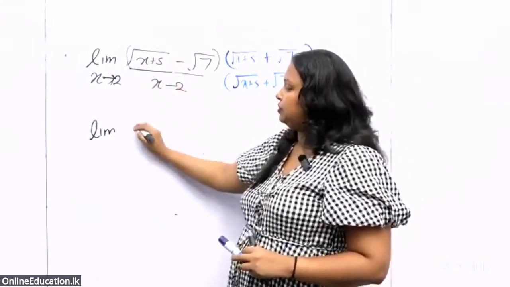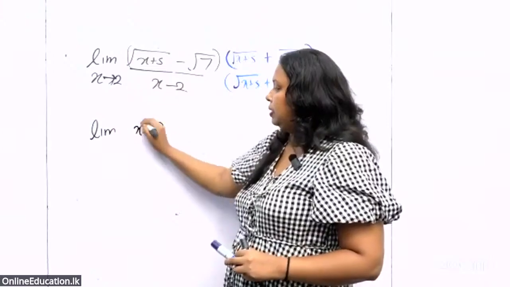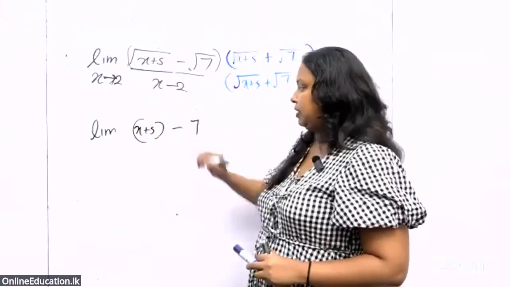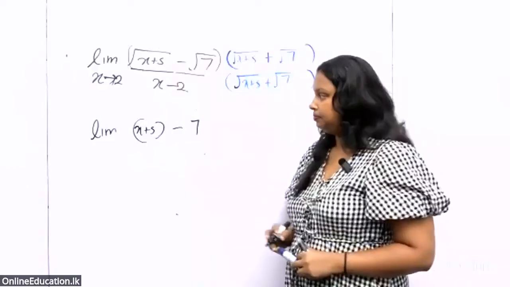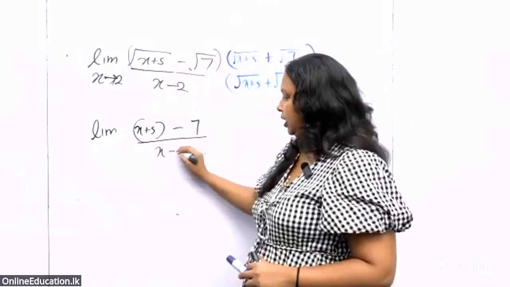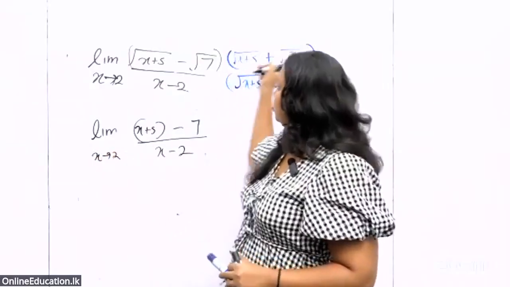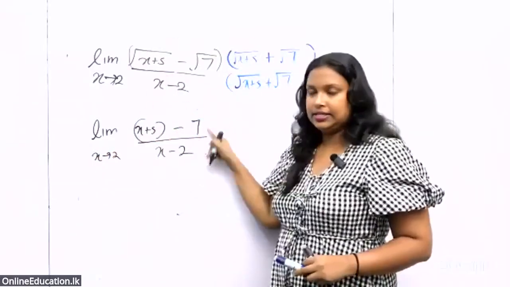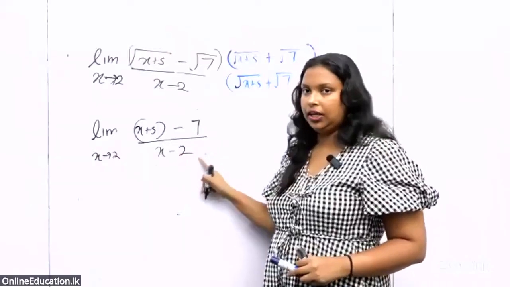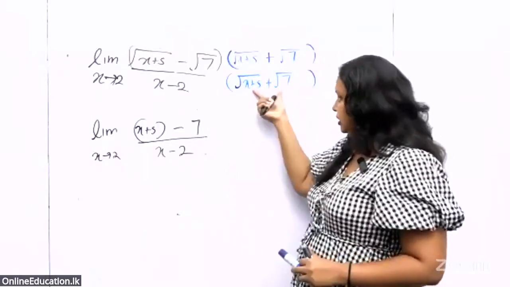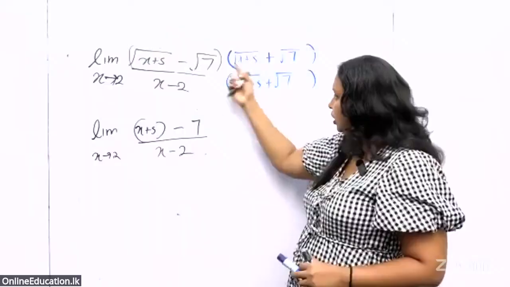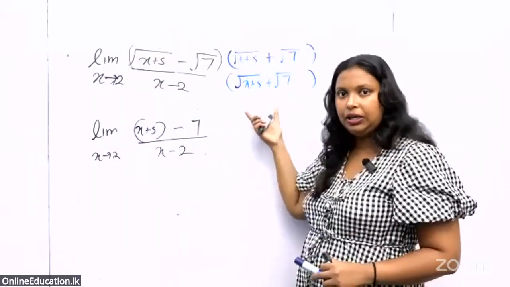So x plus 5 minus root 7 squared means 7. Clear? Over x minus 2, that is this, x tends to 2. So these two I wrote like this. This denominator I wrote here, something remains. What is it? This root x plus 5 plus root 7 in the denominator remains.